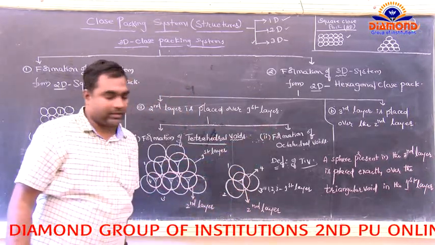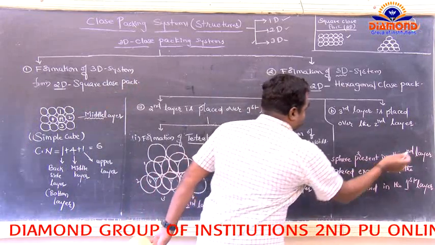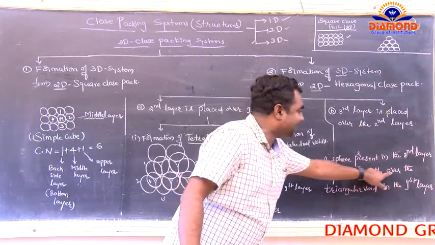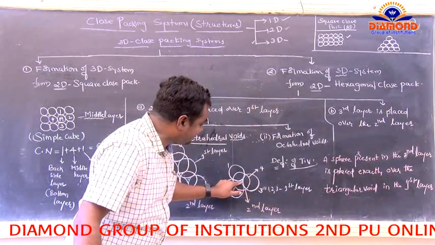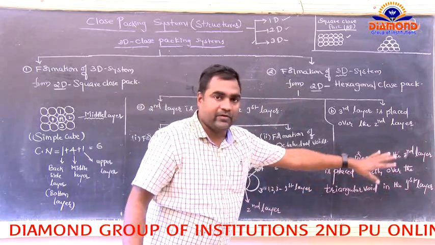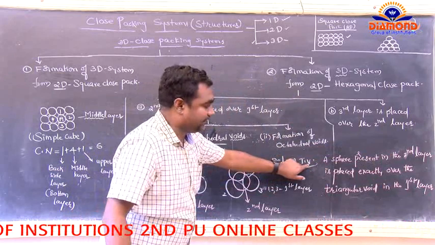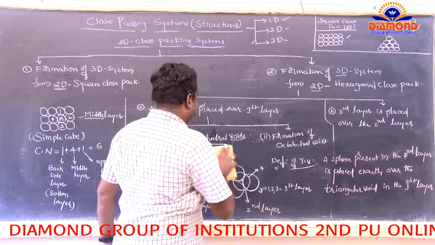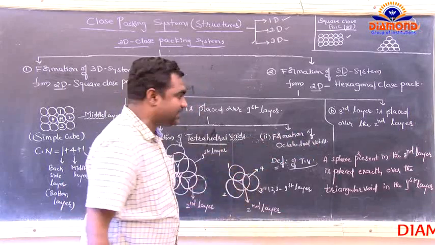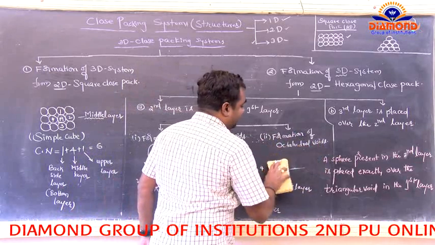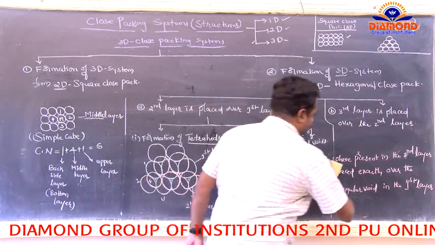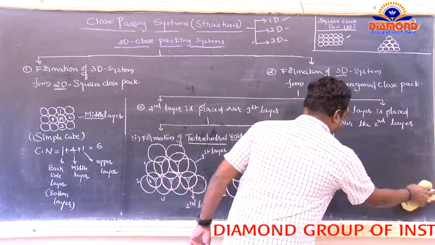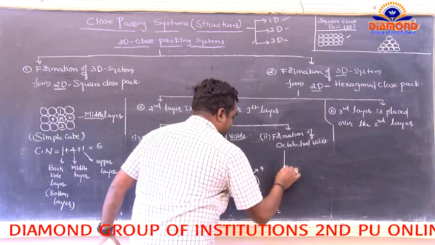Now come to the octahedral voids. A sphere present in the second layer placed exactly over the triangular void in the first layer is known as a tetrahedral void. Now come to the formation of the octahedral voids. In a tetrahedral void four atoms are present. In an octahedral void six atoms are present.